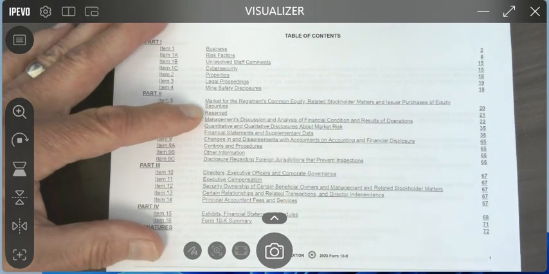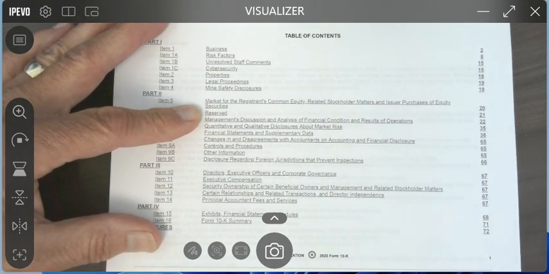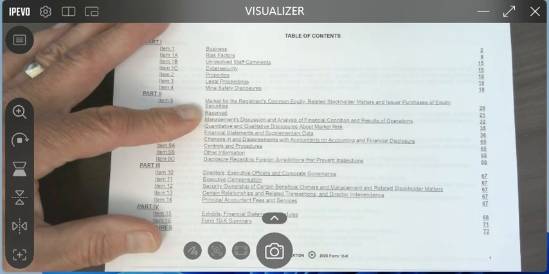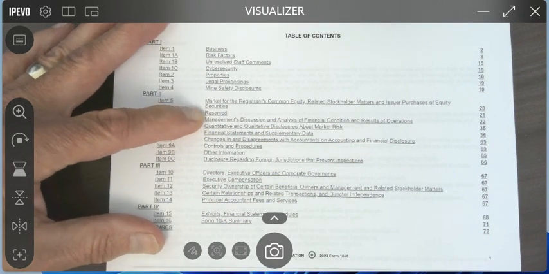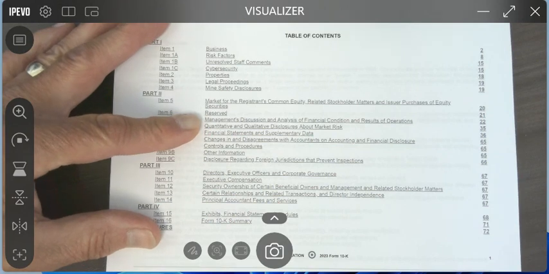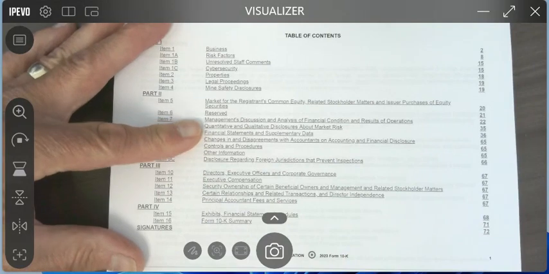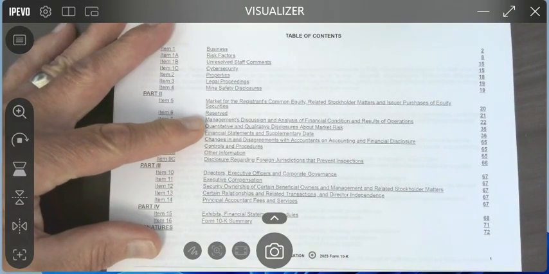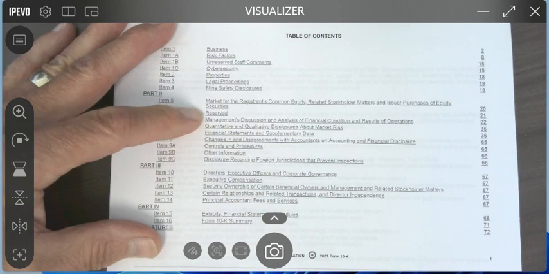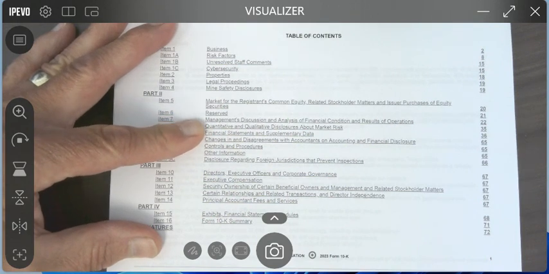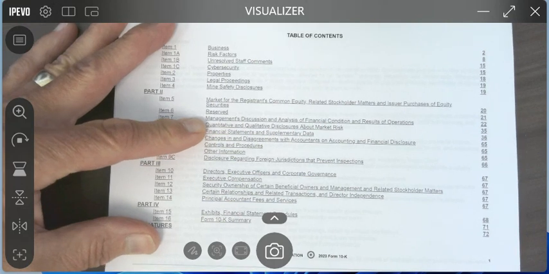The market for the registrant. Target is the registrant. Their common equity, the related stockholder matters, and issuer purchases of equity securities. You'll learn what all that means over the next several years in accounting classes. Item 6 is reserved. That usually means it doesn't apply to this particular company.